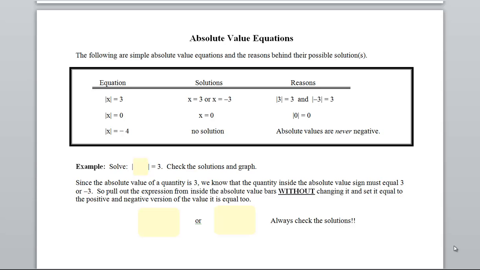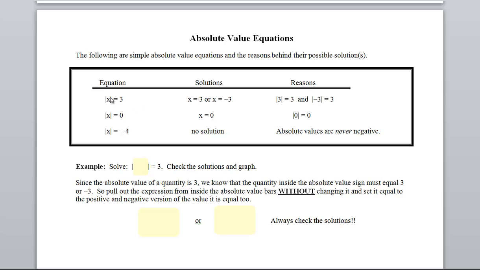Now we're ready to solve absolute value equations. The following are simple absolute value equations and the reason behind their possible solutions. I have the absolute value of x is equal to 3. In order for this to be true, x could be 3, because the absolute value of 3 is 3, or x could be negative 3. The absolute value of negative 3 would equal 3.